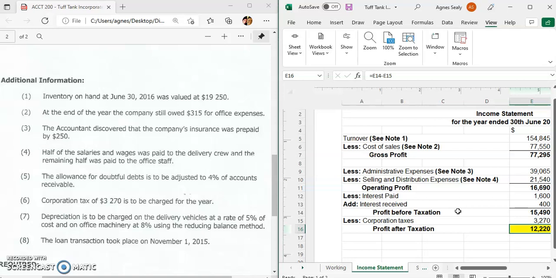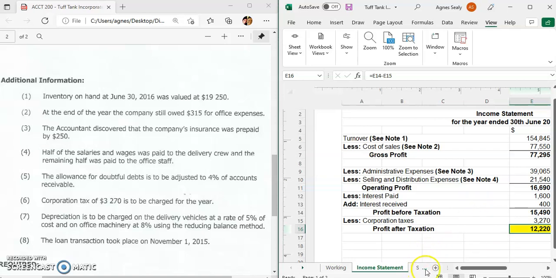And if dividends were paid to the preference shareholders and the ordinary shareholders, instead of entering the dividend for the preference shareholder and the amount for the ordinary shareholder separately, you would enter those figures as one figure.